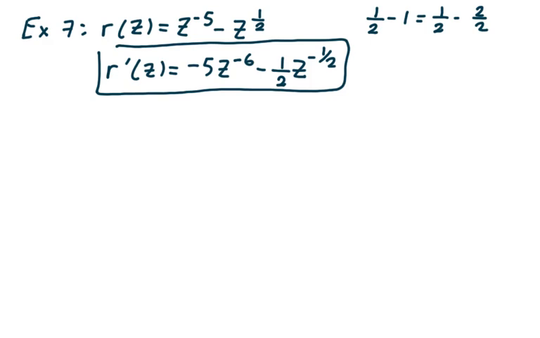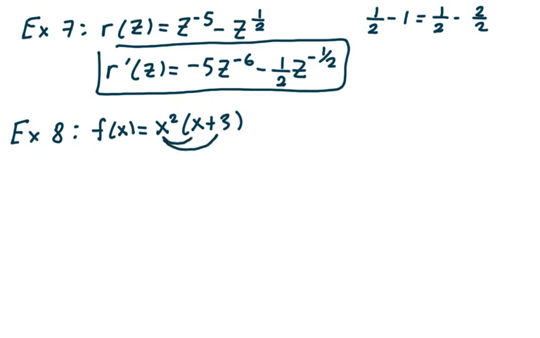Let's take a look at example 8. So in example 8, suppose f of x equals x squared times x plus 3. Now, we don't know how to deal with products, but what I can do is apply the distributive property. And so from here, I can say f of x is equal to x cubed plus 3x squared.